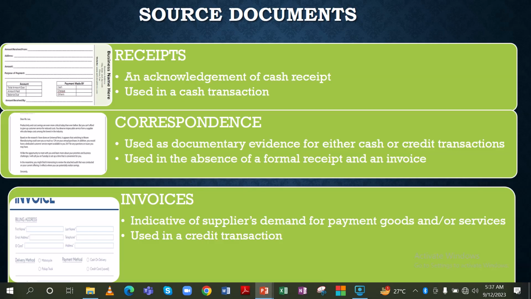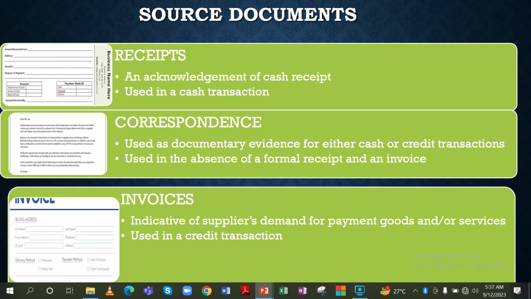Source documents. The source documents are those documents from which the information to be written in the books of accounts is obtained. So these are documents from which transaction details are transcribed into the books of business. Among the source documents, the chief among them include receipts. Receipts are simply an acknowledgement of cash that has been received by a business. They are used in a cash transaction.